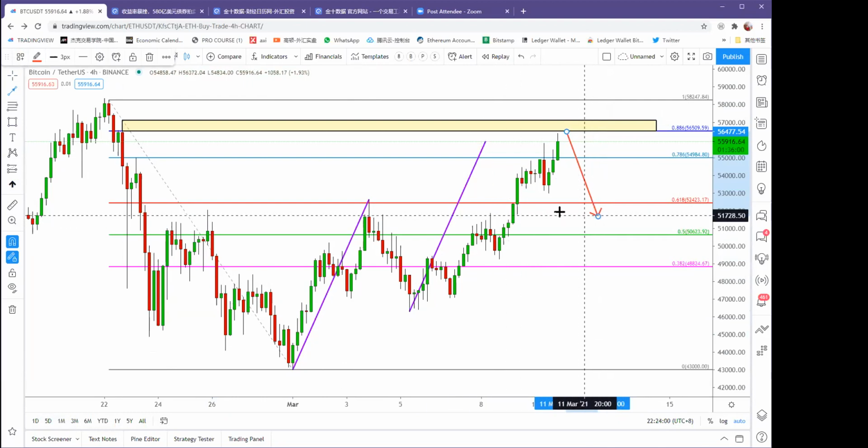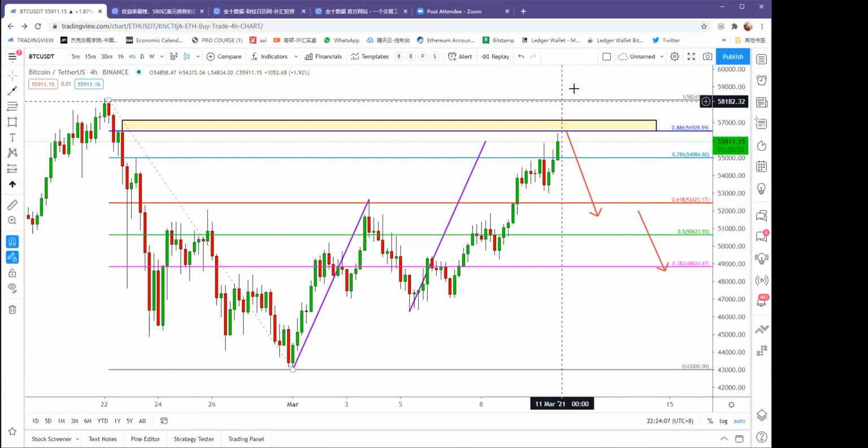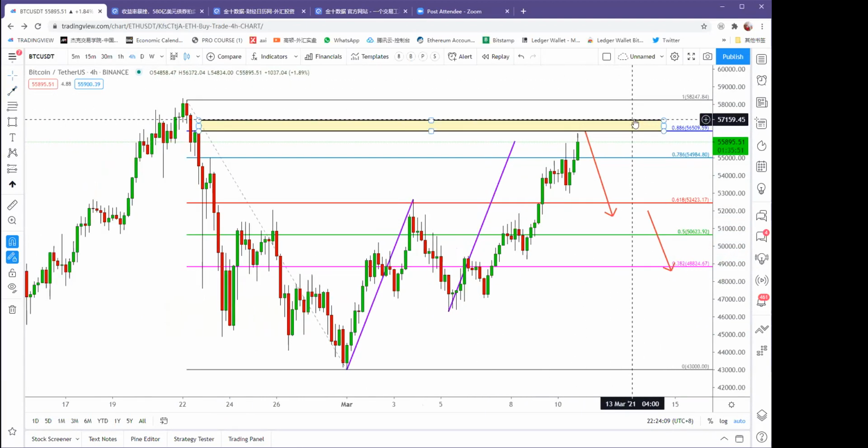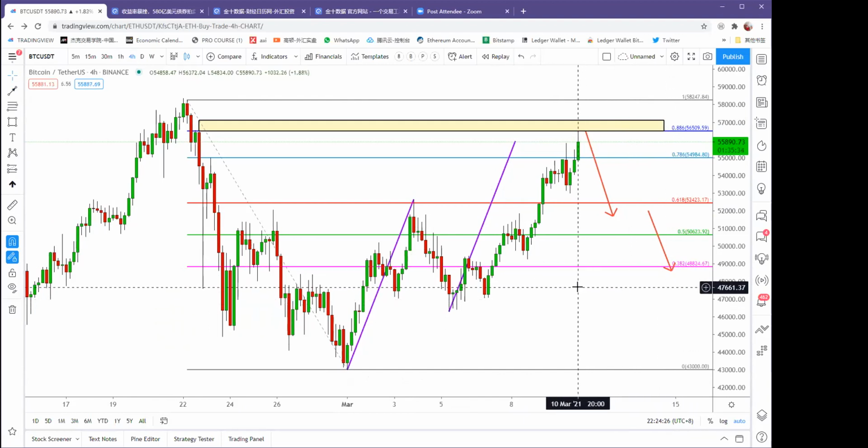The first target will be 51k. Second target could be 48k. There will be some sellers around here, I believe. So ABCD complete at the 886 level, a harmonic pattern, right? We can do a reversal. So find some reversal signal to short Bitcoin back to 52k and 48k. All right.